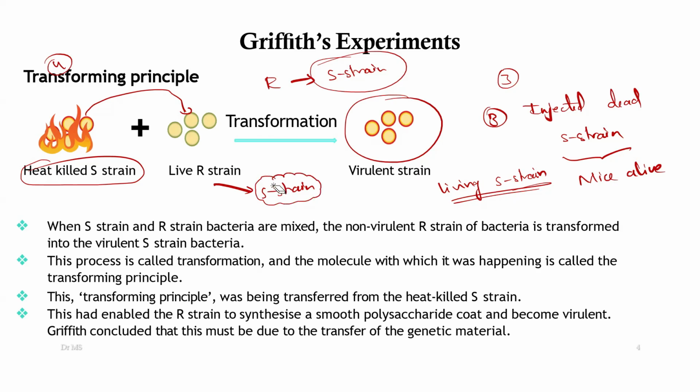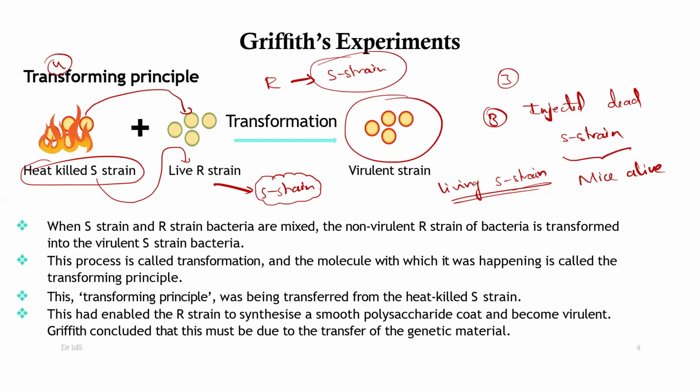So that has been created. And how was it created? There is something that is passed from the S strain to the live R strain, which has the information to create this polysaccharide coat. Understood? So this is the unexpected outcome seen in the Griffith experiment. Is that clear?